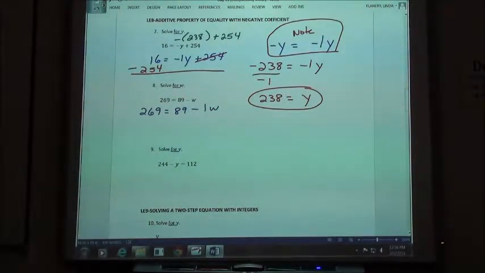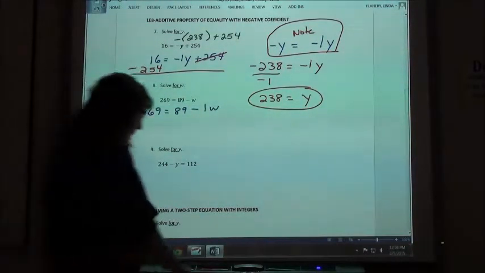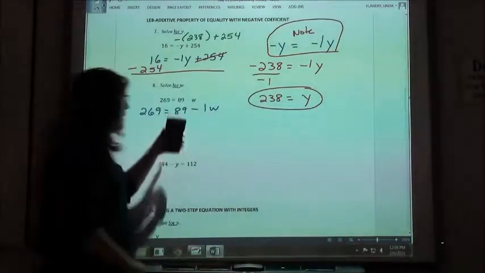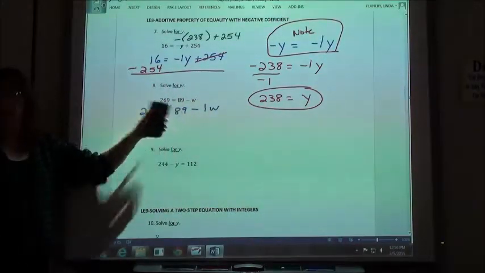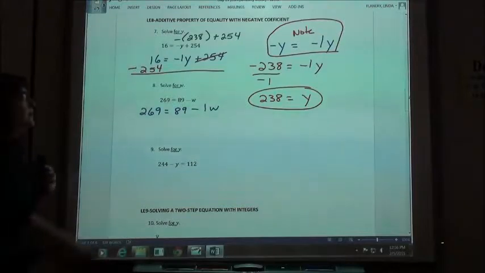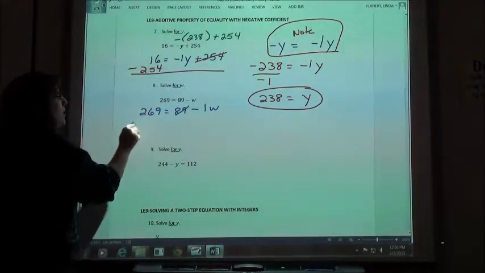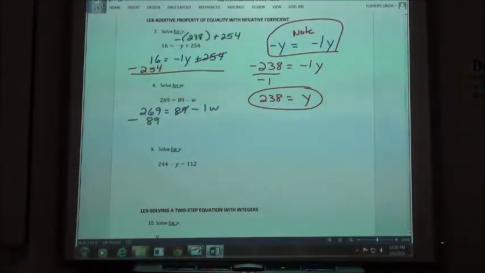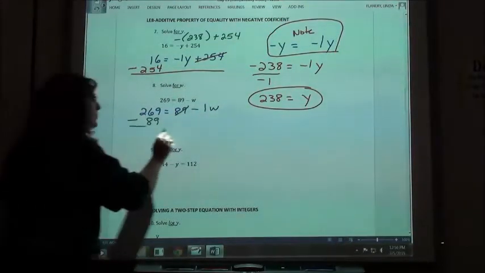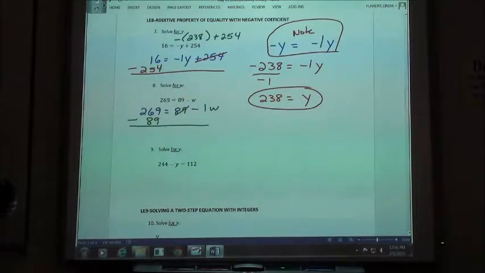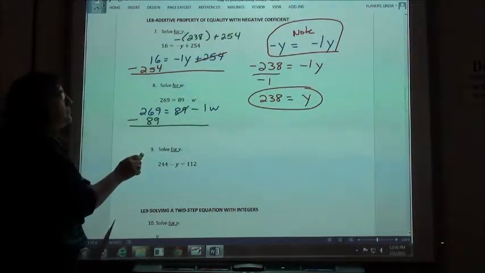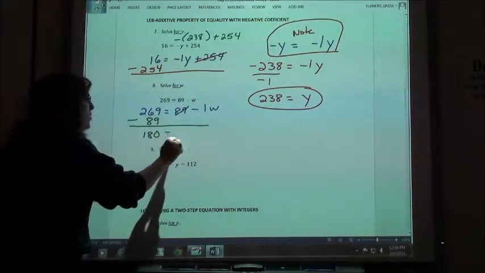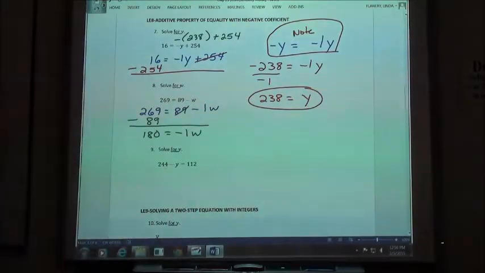What's the first thing I should do? Get rid of 89. I need to move 89. Is that a positive or a negative 89? It's a positive, so when I move it over, it's going to be negative. So 269 minus 89 is 180. 180 equals negative 1w then.